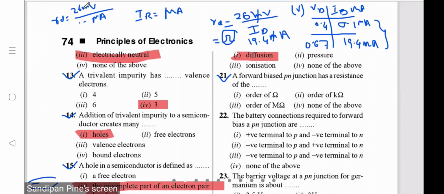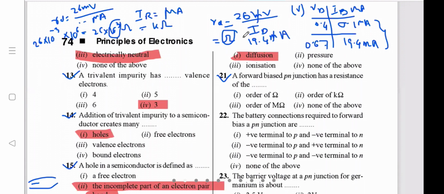Now milli means 10 to the power minus 3. Micro means 10 to the power minus 6. This one will go to the top, into 10 to the power 6. So here it will come some 26 into 10 to the power minus 3. When it goes up, it becomes into 10 to the power 6. So this will be some 26 into 10 to the power 3 ohm. We know 10 to the power 3 means kilo. So it will be in kilo.